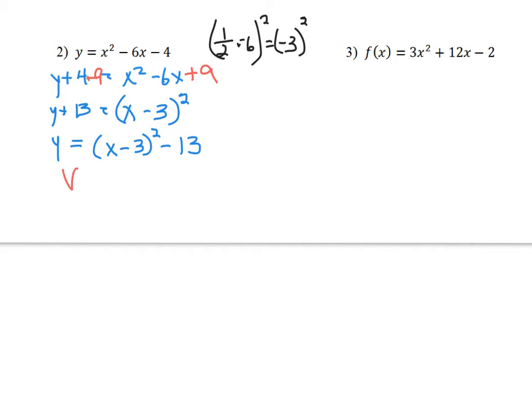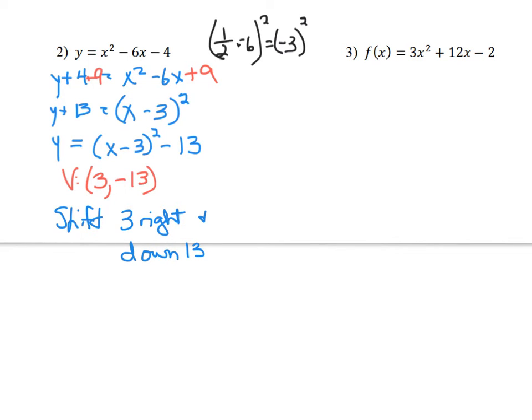So that tells me that the vertex is going to be the point. Now watch your signs. It's going to be positive 3, negative 13. So I take the opposite of the sign and I keep this sign for my h and k. What does this mean about my regular parabola? I'm going to shift 3 right and down 13.